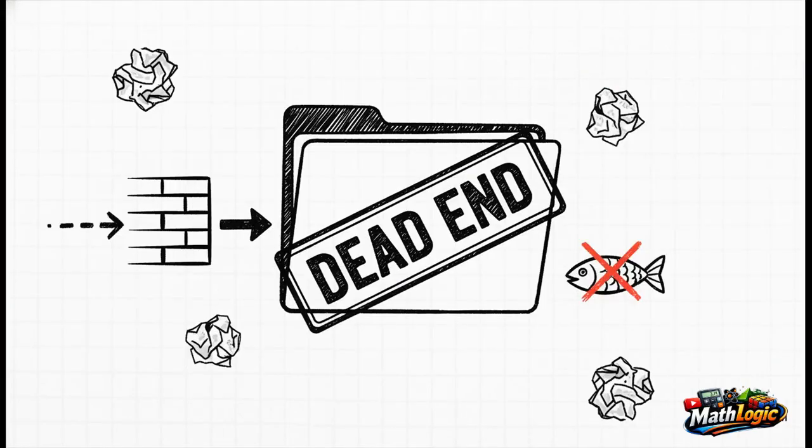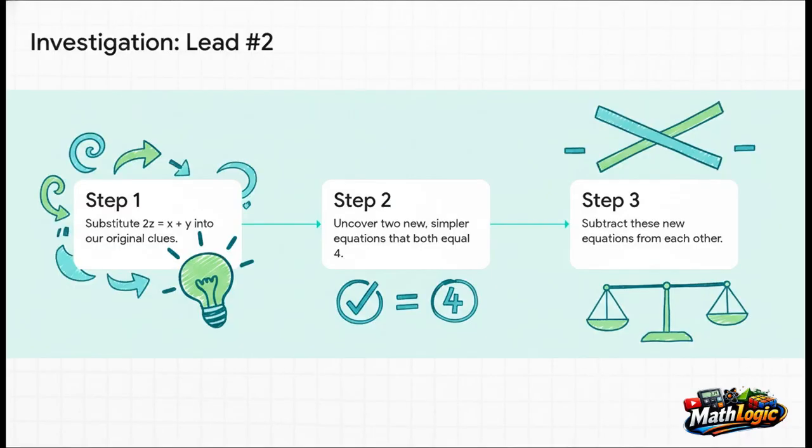And the verdict is, it's a dead end. Turns out this particular equation has no solutions that are real numbers. The math just doesn't work. So we can confidently close the file on this lead. It was a red herring, which is actually great news because it means the truth has to be down our other path. All right, let's pivot to our only remaining lead, 2z equals x plus y.